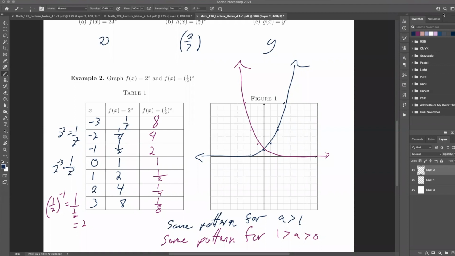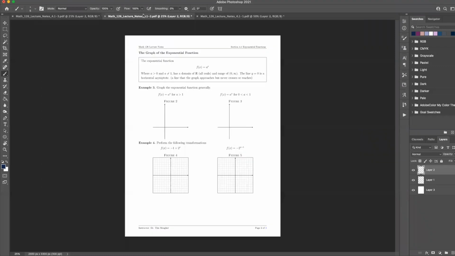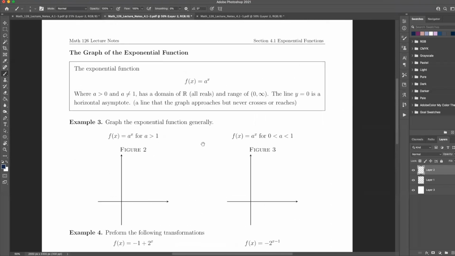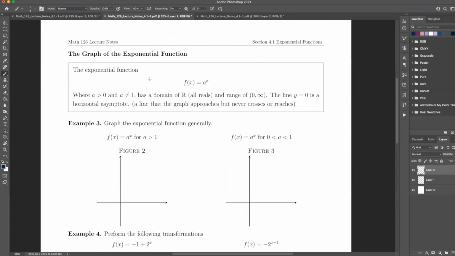All right. So plenty of time. So let's go to the next page. Zoom on in. All right. So here, exponential functions.